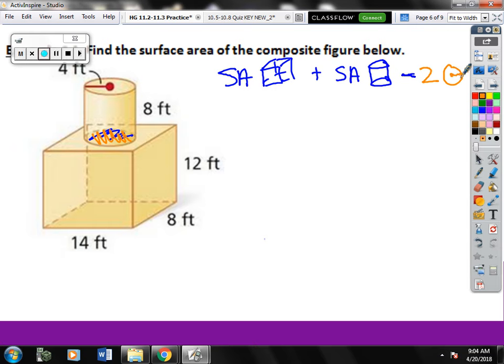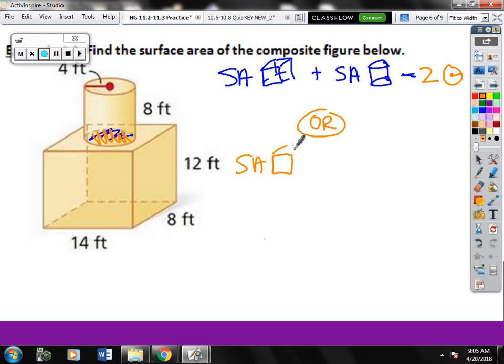Now there's an easier way to do it, but I don't know if any of you will think of it. Using a lateral area instead of just surface areas. So remember, lateral just includes the sides. Right? Find the surface area of the cube, and then find the lateral area of the cylinder and add them together. Yes.